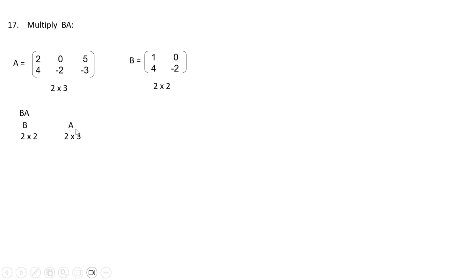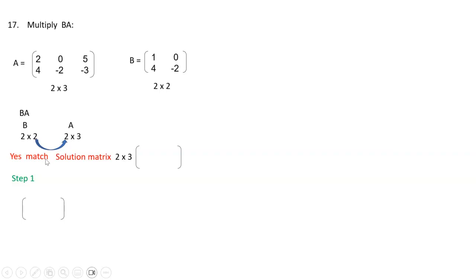Now, B times A, yeah, you can do it because B is a 2 by 2 and A is a 2 by 3. You see the two numbers in the middle, right? They match. So yes, we can do it. And the answer will be a 2 by 3 matrix, which is the outer numbers.